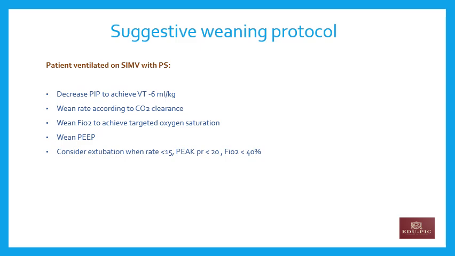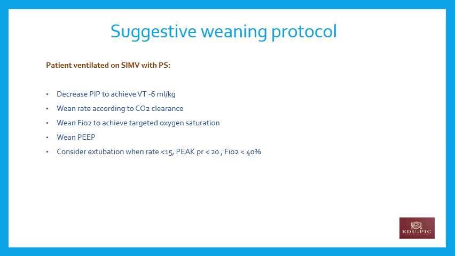We can try to decrease PIP to achieve a tidal volume of around 6 ml per kilo. Then we can try to wean the rate according to the CO2 clearance on the blood gas. After that, we can wean the FiO2 to achieve the targeted oxygen saturation, and this parameter can be weaned faster if the patient tolerates. Also, we can wean the PEEP after that slowly, one by one, according to the primary cause of intubation.